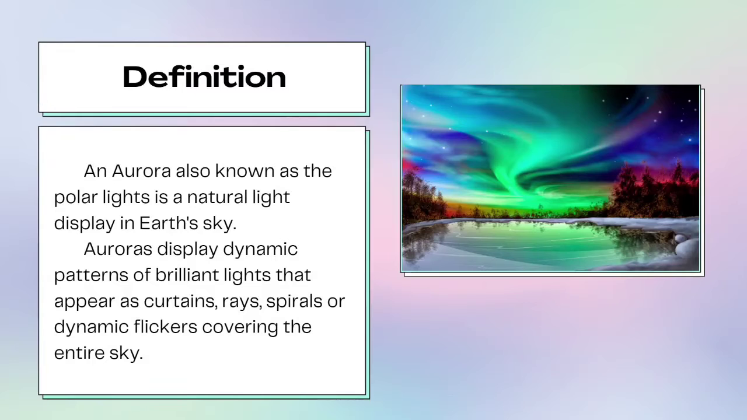Definition: an aurora, also known as the polar light, is a natural light display in Earth's sky. Auroras display dynamic patterns of brilliant light that appear as serpents, rays, spirals, or dynamic flickers covering the entire sky.